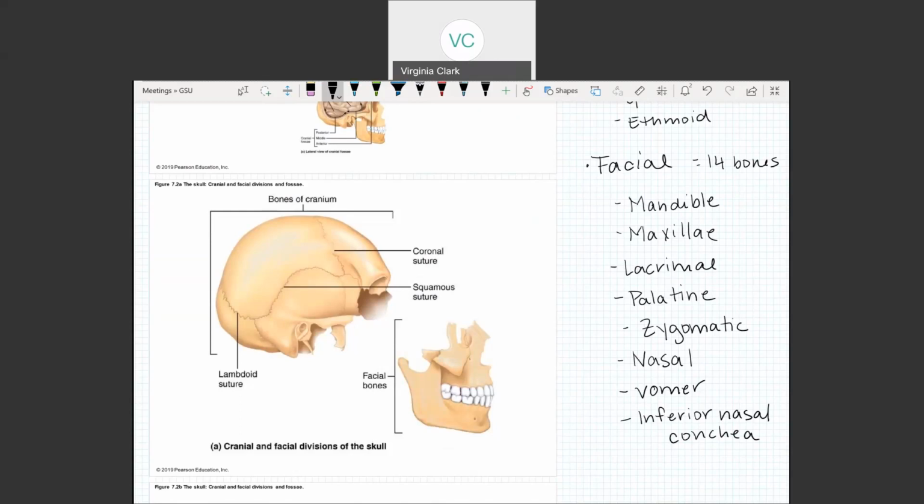You'll notice I said 14, however, I only listed out a few. So the mandible right here, all of these are going to be 12, except for the mandible is only 1, and your vomer is only 1. But all of the other bones will essentially have a right and a left. So nothing crazy about these, except you're just having to remember that there's a right and a left.